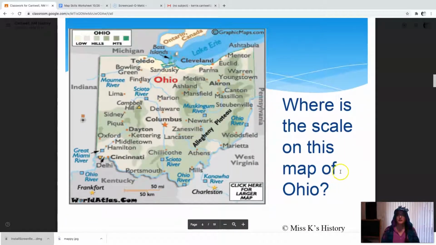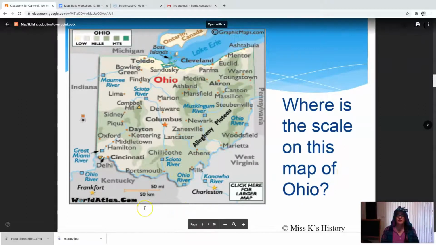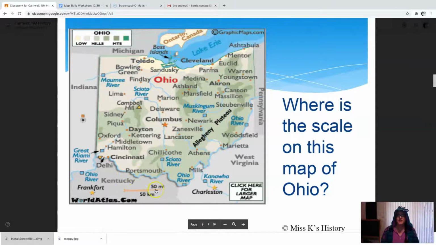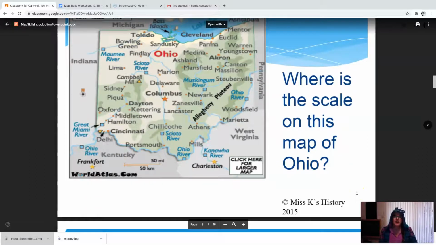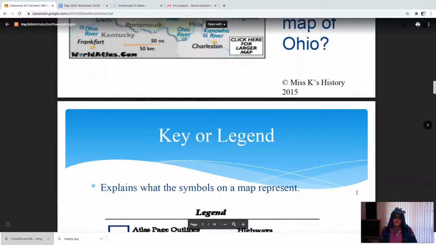Okay, so on this map, where is the scale? How do we know how many miles? It's right down here on the bottom where this line is. So this line on the top here equals 50 miles. So if you put your thumb there and it's about an inch long, you could go, okay, that's 50 miles, that's 100 miles, 150 miles, 200 miles, okay? This is how you measure things on a map if you don't have a ruler.